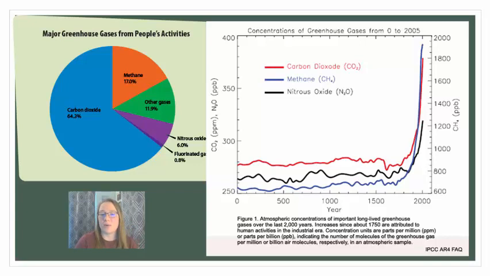I do want to point out the scale on this graph. Carbon dioxide is looking at parts per million, whereas nitrous oxide and methane are looking at parts per billion. So parts per million is a much higher concentration than parts per billion. So this line for carbon dioxide is quite a bit higher than the methane and nitrous oxide. It just doesn't really look like that because of the scale on here. That's why I also included this pie chart, so you can see that carbon dioxide is about 65% of all of the greenhouse gases in the atmosphere.